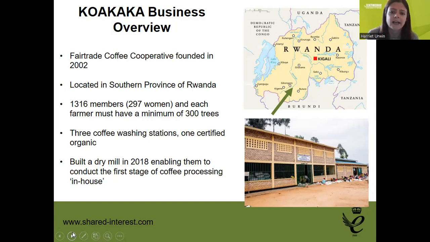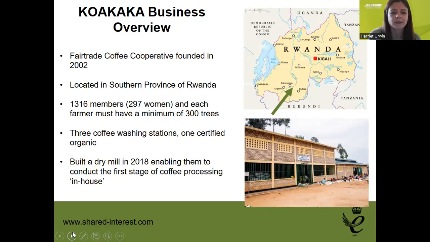So Kouakaka has 3 coffee washing stations, and coffee washing stations are the premises where producers bring their harvested coffee, where it's weighed, and then where they are paid for their product. So after the introduction of the zoning policy, at that point, Kouakaka had 2 coffee washing stations. They found that they were losing some of their members as they were now required to take their coffee to washing stations which are closer to where they lived.